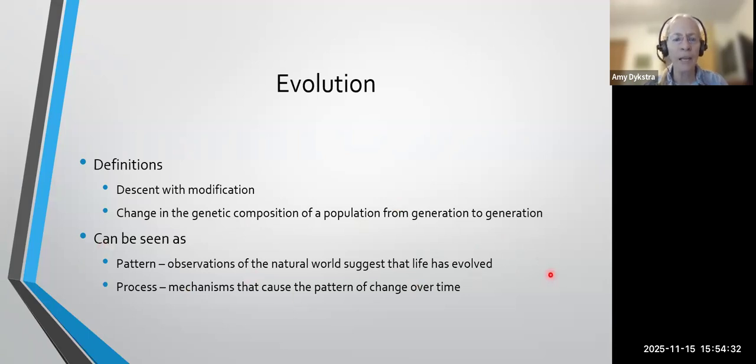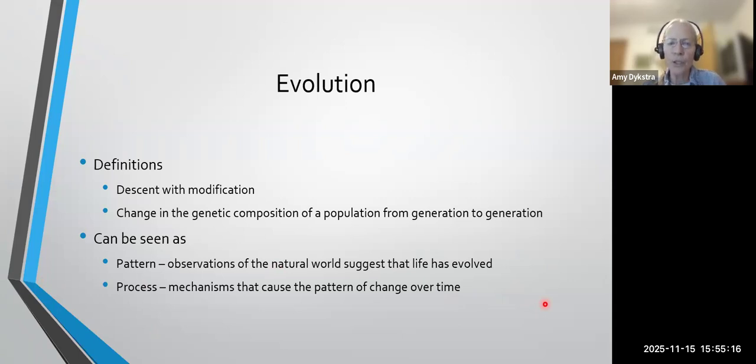And our book makes the claim that observations of the natural world suggest that life has evolved over time. And we'll look at some of these arguments in this video and the next one to come. And then also evolution can be thought of as a process, the mechanisms that cause the pattern of change over time. And we'll talk about this briefly in this video, and in chapter 23, we'll delve more deeply into the mechanisms of evolution, how it is that life can change over time.